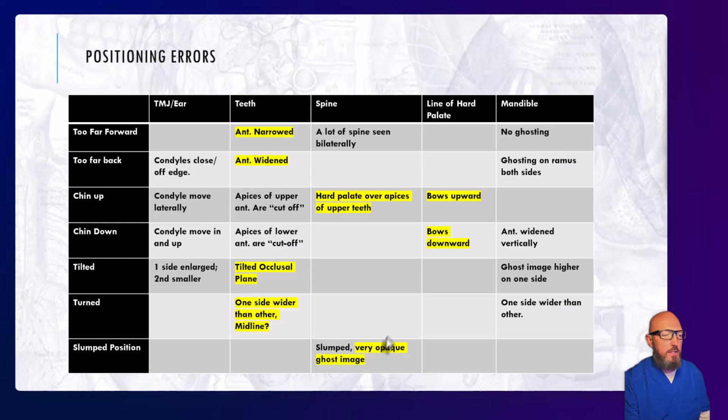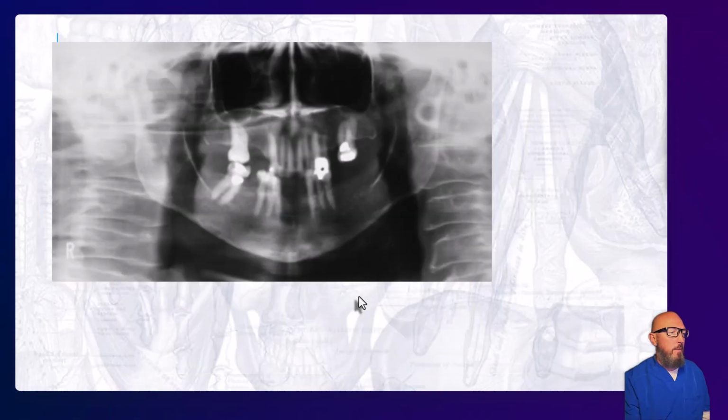It's really hard to see these teeth. So really what you're looking for slumped is a very intense ghost image of the spine. What about this one? Are these anterior teeth narrowed or widened? That's your hint. They're narrowed. So what does that mean? Narrowed is too far forward. It's more forward than the focal trough, so they get compressed laterally. They're also kind of blurred because they're not right in the focal trough.